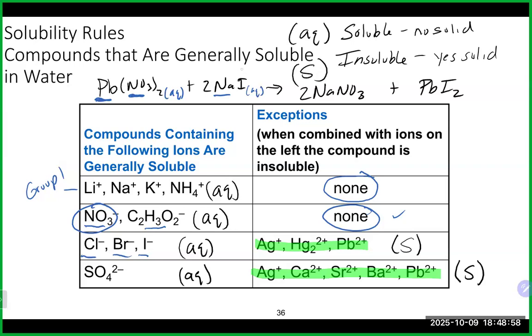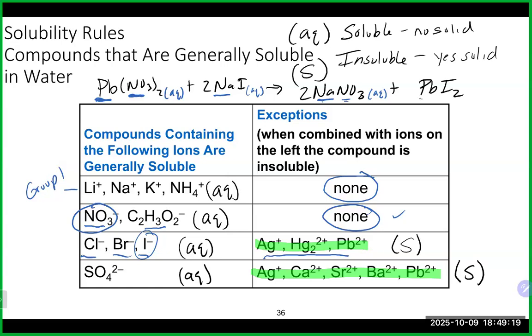You could also look at I. In this case, I is soluble in everything except for these 3. And obviously, in this case, that's sodium, which is not one of those 3. So it also would still be aqueous. Come on over here, I hit sodium. That's all I need to look at. It's going to be aqueous. I could also look at nitrate, which is also soluble in everything. So it'll give you the same answer.